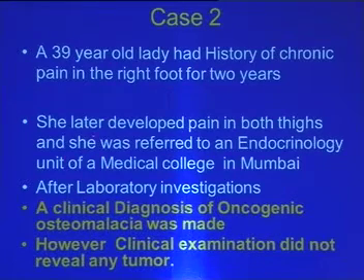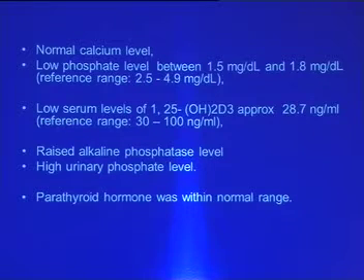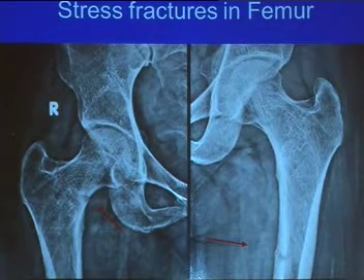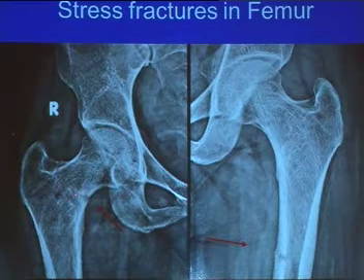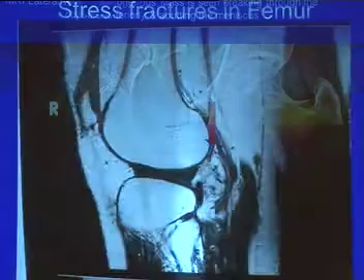2 years, which was attributed to stress fractures. She later developed pain in both thighs and she was referred to an endocrinology unit of one of the major medical colleges. And after all laboratory investigations, they thought that this was a case of oncogenic osteomalacia. However, clinical examination did not reveal any tumor. So this was a biochemical profile, the serum calcium levels were normal. Everything supported a diagnosis of oncogenic osteomalacia, and these were the stress fractures which are seen in the femoral bones.